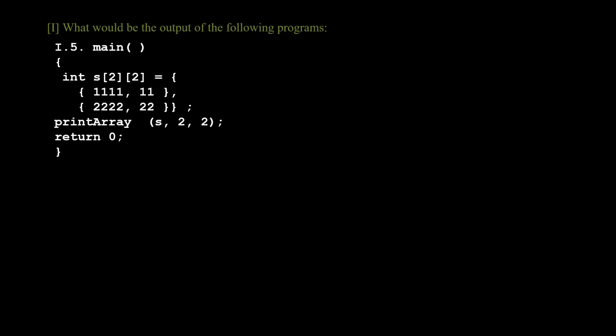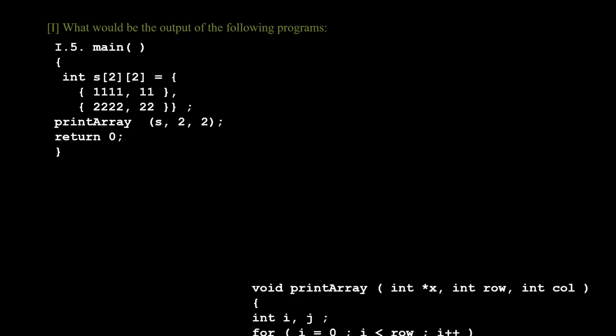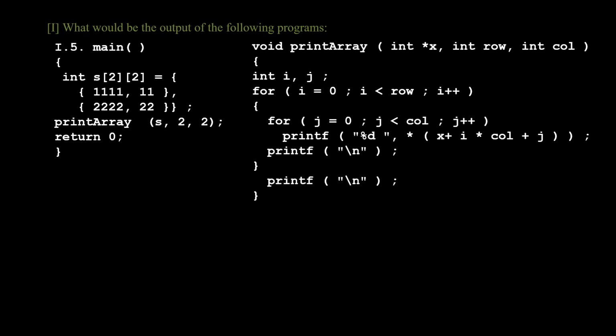Here S is an array of 2 by 2 and they are passing S to a function called print array. Let's see print array function. Here S is passed and here it is pointer x and they're passing the row and column and there's a for loop for row and for loop for column and then the variable printed here is x plus I into column plus j. So take some time to think of the answer.